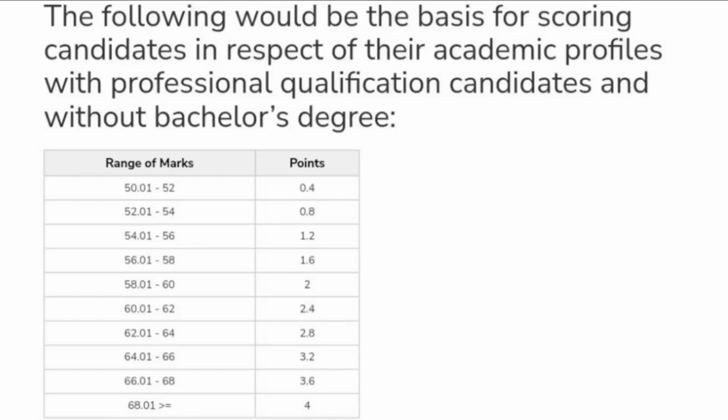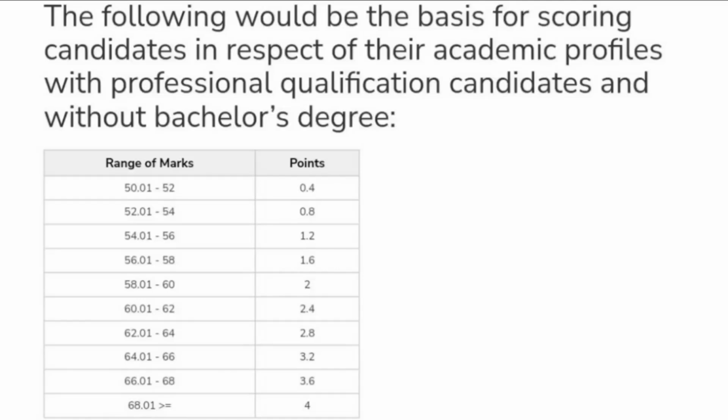If it is between 60 to 62, there are 2.4 marks. Between 62 to 64, there are 2.8 marks. Between 64 to 66, there are 3.2 marks. Between 66 to 68, there are 3.6 marks.